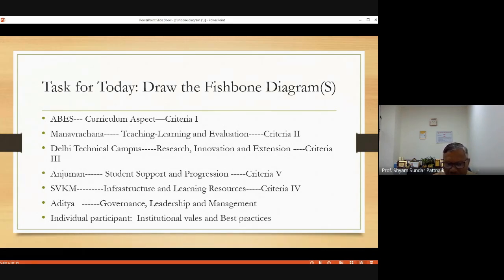For them, the task is institutional values. Yes, there is a spelling mistake here. It is values, not values. Institutional values and best practices. So the IQAC centers, please note down, this is the task. In the second half, you have to draw the fishbone diagram. If multiple issues are coming, you have to draw multiple fishbone diagrams and explain them. The second half is fully dedicated to your group task, where I'll be seeing the fishbone diagram.